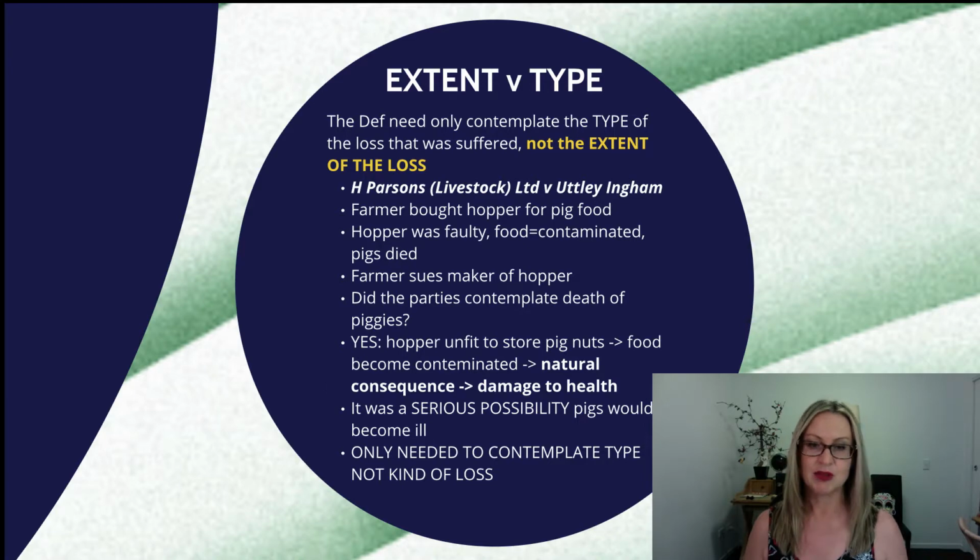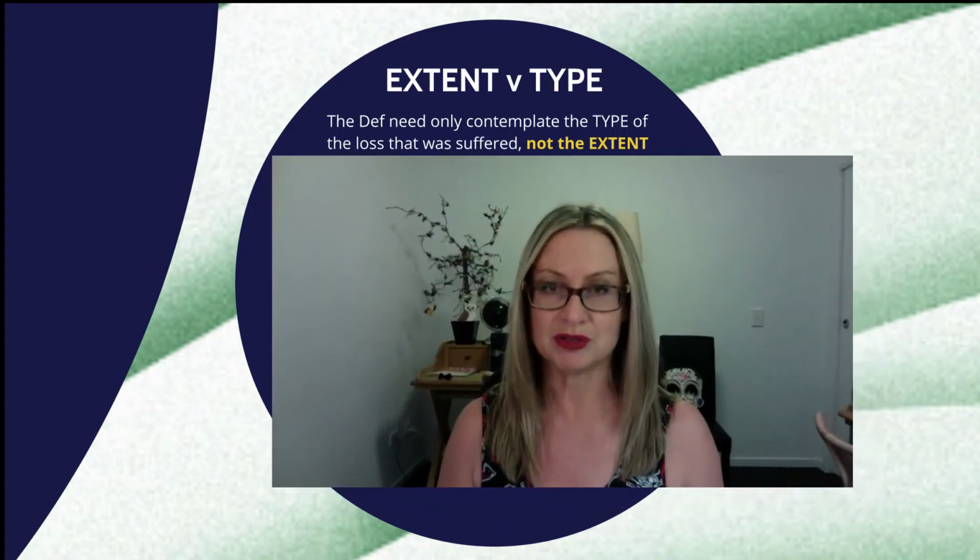And the answer was yes. Here in this case, the hopper was unfit to store the pig nuts. It's a natural consequence of that the food might become contaminated, and a natural consequence of that is that the pigs might become sick or injured. It wasn't necessary for it to be foreseeable that the whole heap of pigs would die, but it certainly was foreseeable that if they ate contaminated food, they'd be injured or become ill. And so regardless of the fact that there was a more serious extent of loss, that didn't really matter, because the extent was just a flow-on effect of the result of the pigs becoming ill. So in terms of contemplation, what do you need to contemplate? Just the type of loss, not the extent.